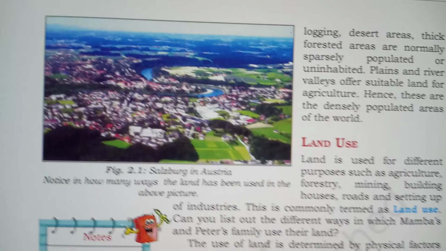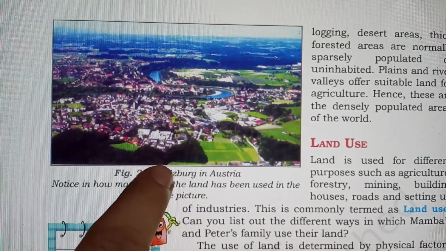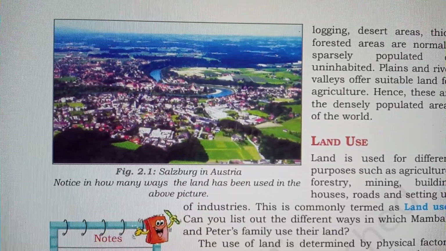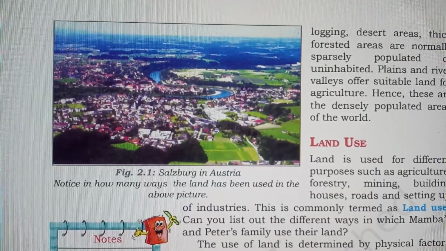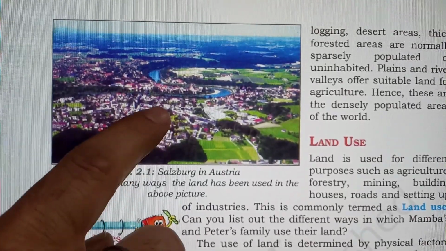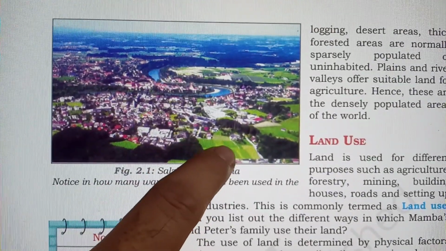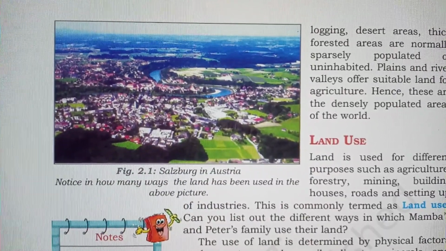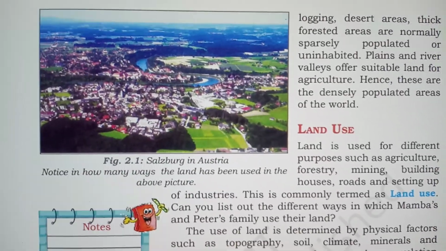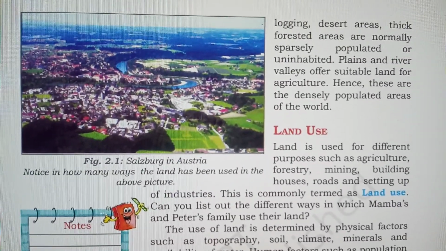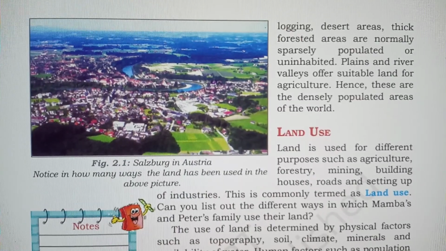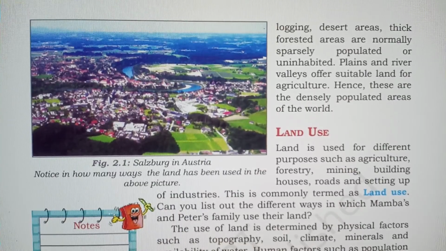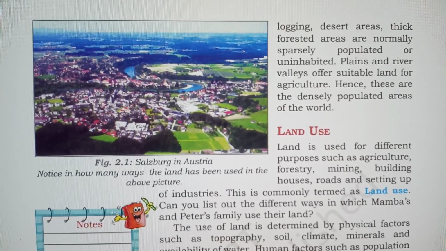Okay, students? Look at this picture carefully. This picture is Salzburg in Austria. Notice in how many ways the land has been used in the above picture. Look at this building, river, agricultural land, forest. So, our topic is land use. Land is used for different purposes such as agriculture, forestry, mining, building houses, roads, and setting up of industries. This is commonly termed as land use.